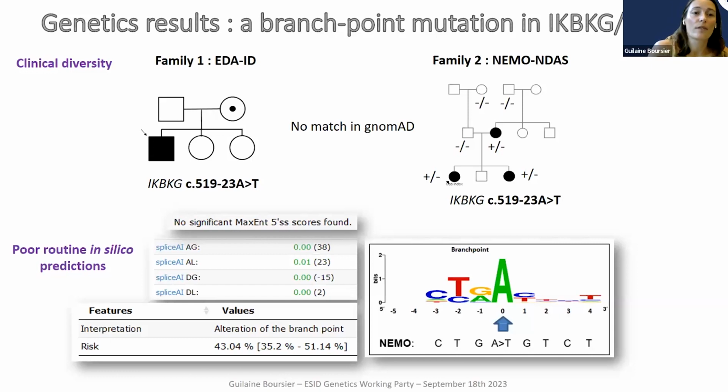Moreover, about this mutation, you can see here that the routine in silico predictions for the effect on splicing were poor. SpliceAI didn't find any effects, and neither did MaxEntScan. So if you filter routinely with these algorithms, which are the prime algorithms used in whole genome sequencing filtering, you can miss this mutation. Fortunately, the SPIP algorithm found the alteration of the branch point, and the effect predicted was exon 5 skipping.